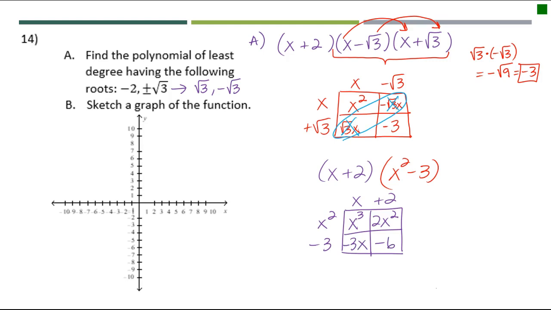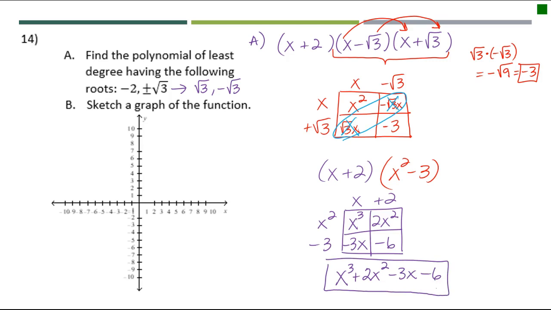I don't have any like terms here because each one has a different exponent, so my final answer is just going to be basically those written out in order. So I want x cubed first, then x squared, then the x term, then the constant. So this right here is my answer for part A.